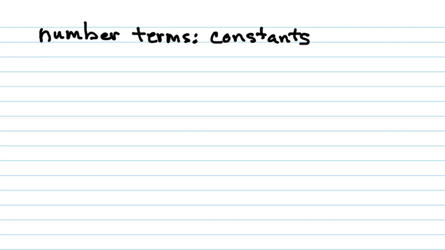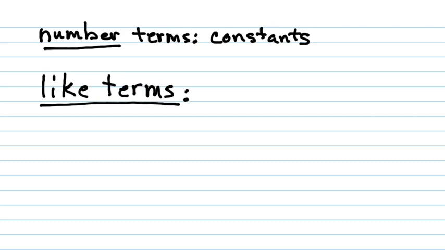And constants is just another way of saying a number. 2 is a constant, right? Because its value never changes. We know exactly what we're talking about. But b, is that a constant? No. Okay? Good. Because today what we're going to be talking about is something called like terms.